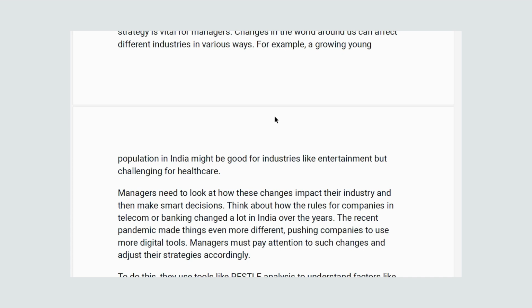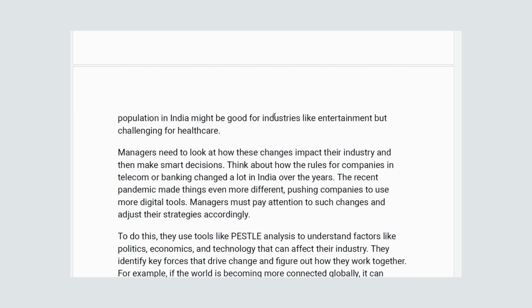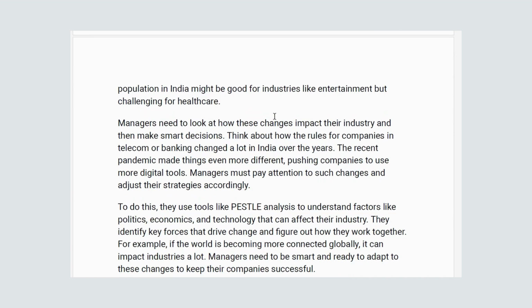Managers must pay attention to such changes, and they should adjust their strategies accordingly. To do this, they use tools like PESTLE analysis to understand factors like politics, economics, and technology that can affect their industry. When these managers identify the key forces, it helps them to work together. For example, if the world is becoming more connected globally, it can impact a lot of industries.